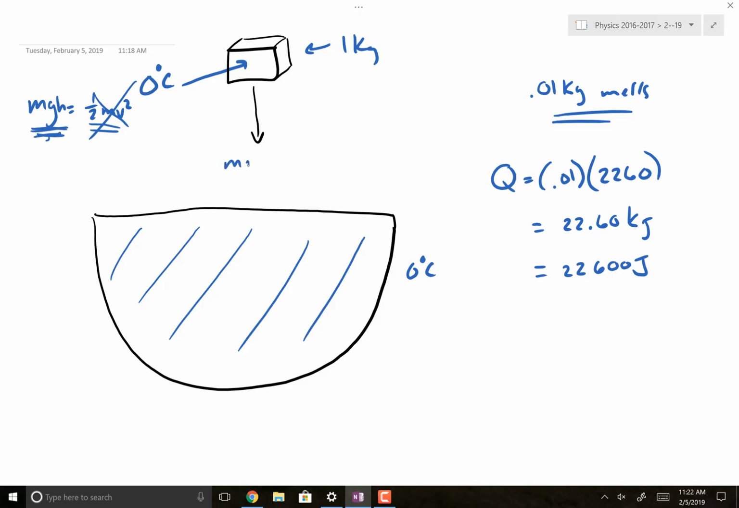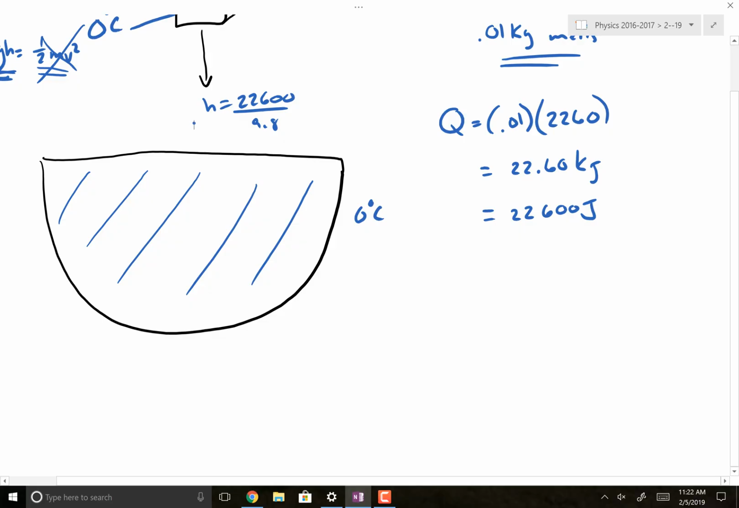So mgh equals 22,600. I feel like the m is 1. I feel like g is 9.8. I feel like it fell from quite a ways up. True dat? What did you get? 2,306.